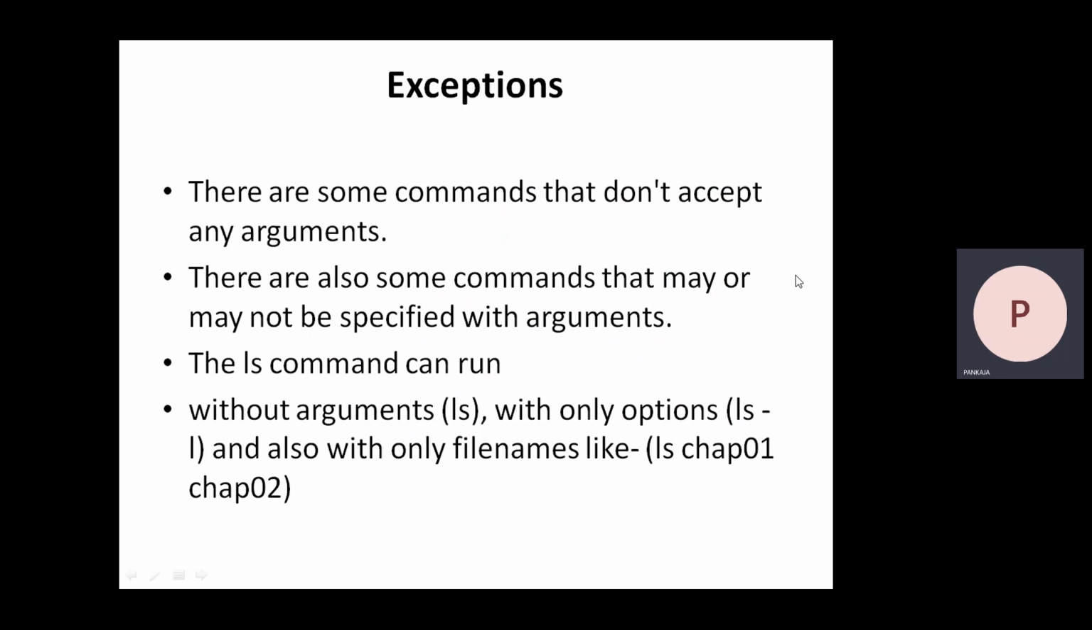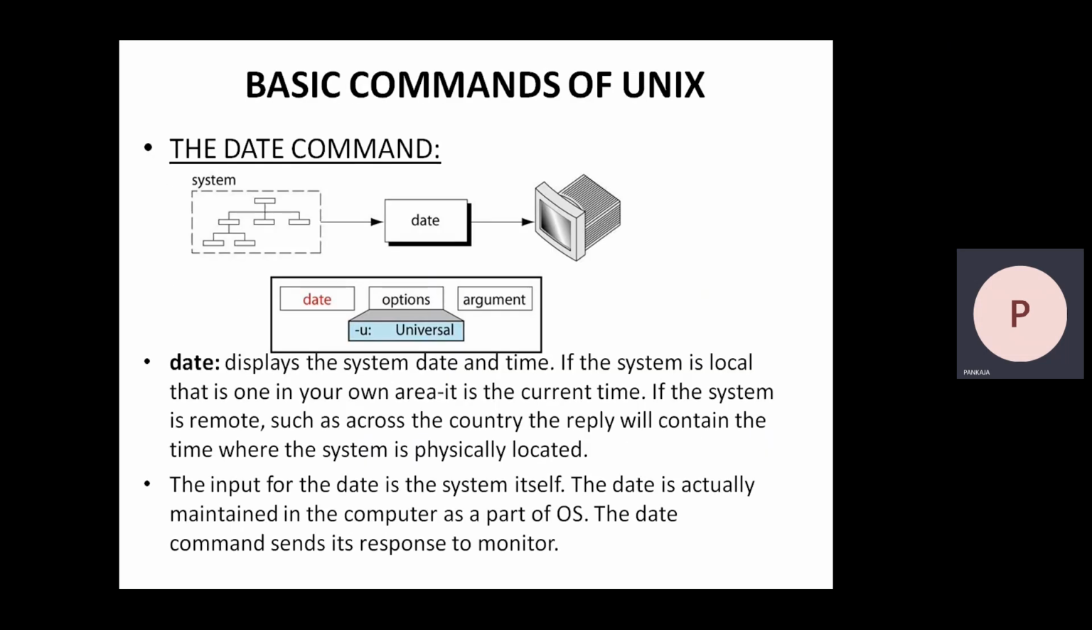So why do you need arguments and options? Depending on your interest. Why should I bother with all the files if I am interested only in a particular file? In that case, you specify the argument. And if you are interested in particular information with respect to that argument, you specify the options. Clear? Similarly, yesterday we talked about the date command, and how date information can be displayed. This is the syntax for that. If you want to know what options you can give with the date command, go with the man command and try it.